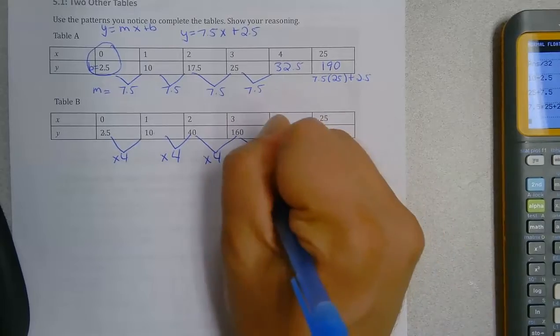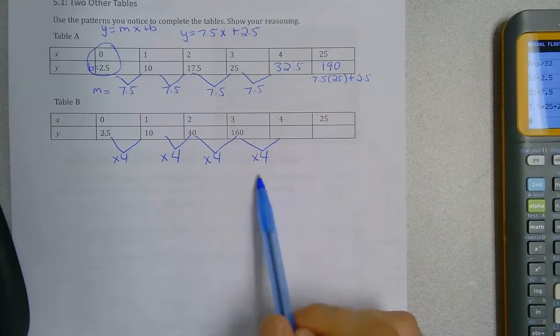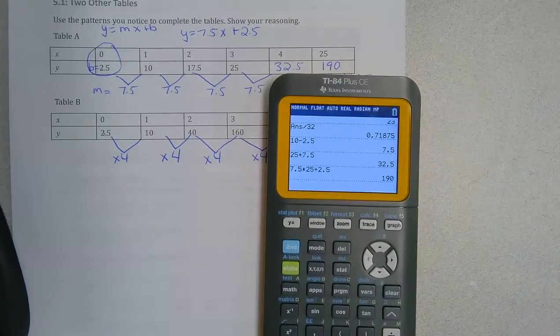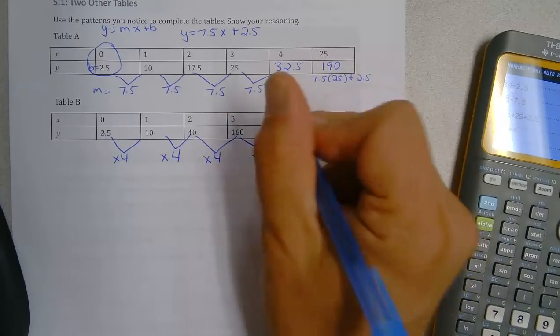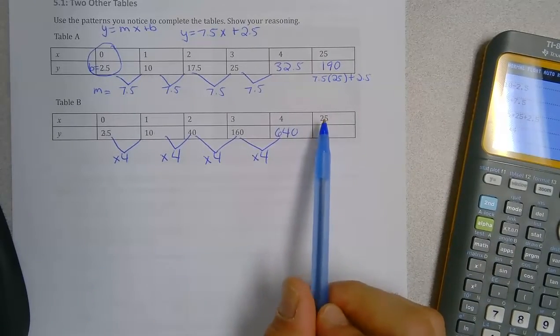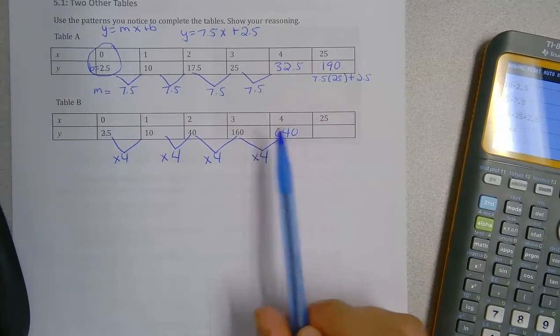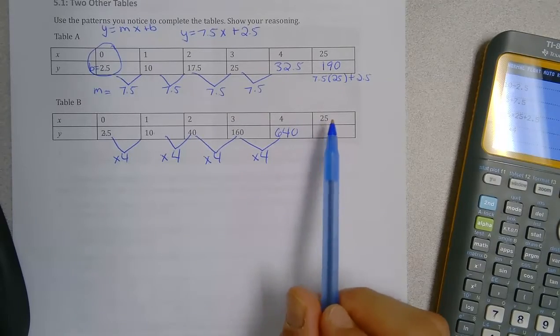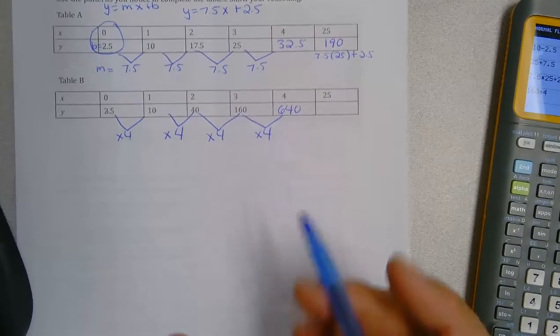So here, I could take 160 and multiply by 4. And I get 640. However, I can't do that here for 25. I could keep multiplying by 4, but that would be a lot. So what I'm going to do is find the equation.